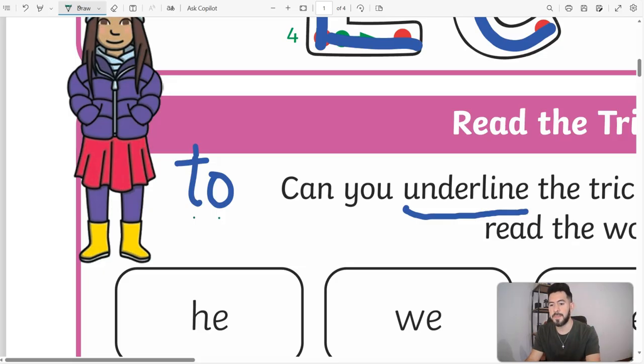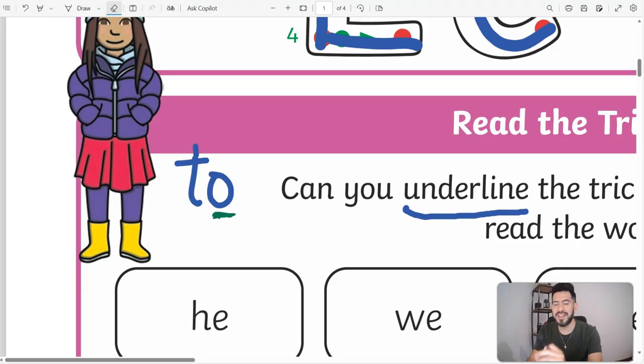So let's see again. T, oo, to. So this one is the tricky part. You see? That is the tricky part. Oops, sorry. So t sounds as usual, but o sounds oo. So there we have the tricky part.